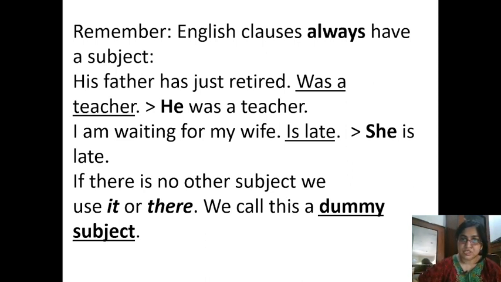If there is no other subject, we use it or there. We call this a dummy subject. So let's see some examples. If you don't have any other subject, then we have to introduce the idea by using it or there, and we call it a dummy pronoun or dummy subject.